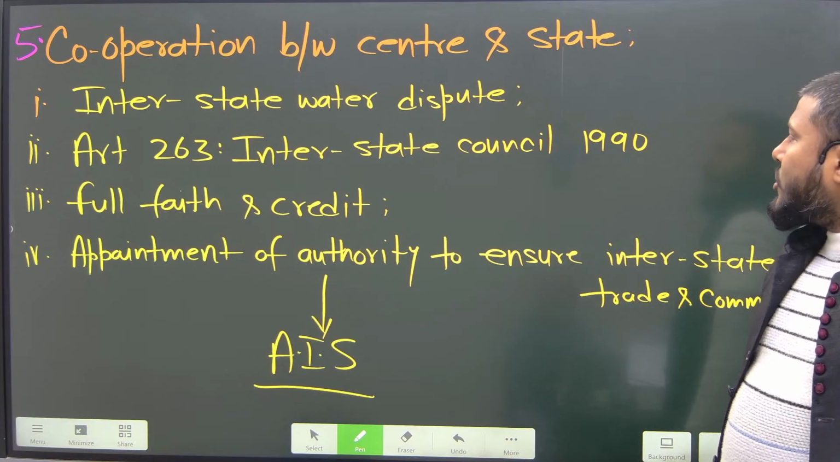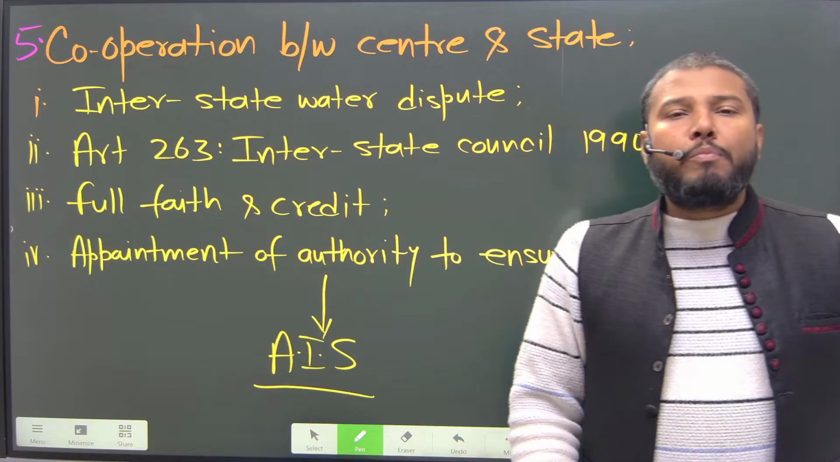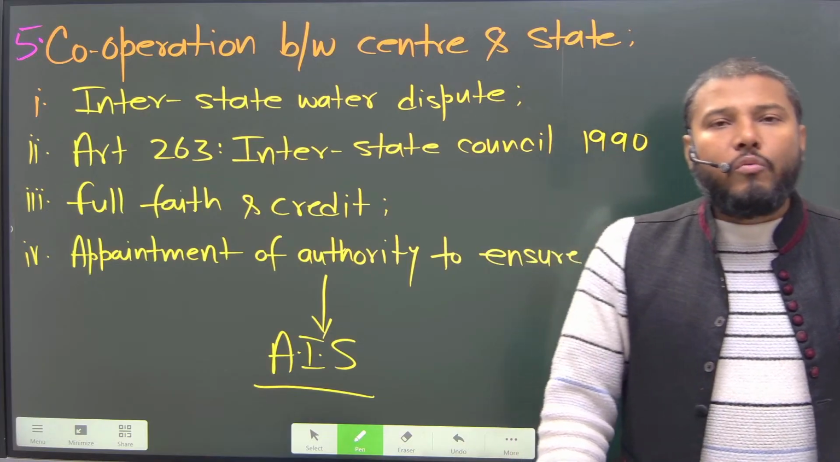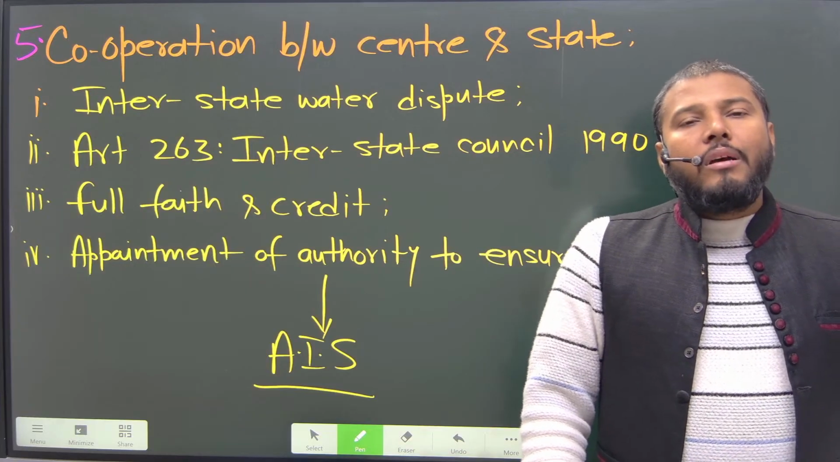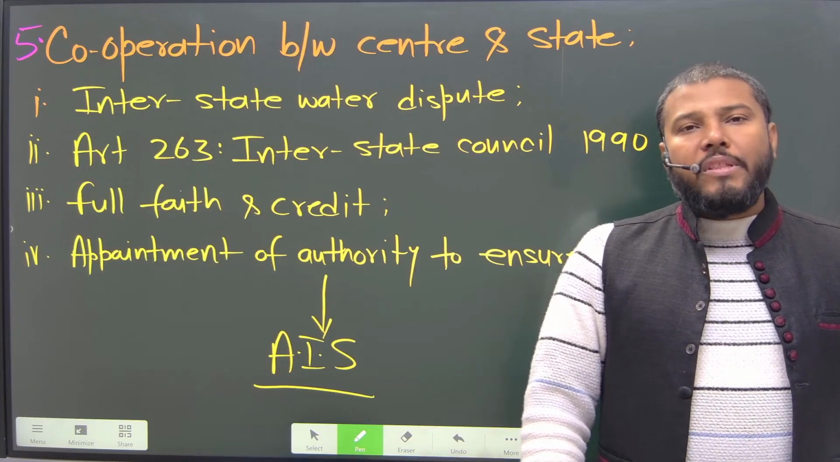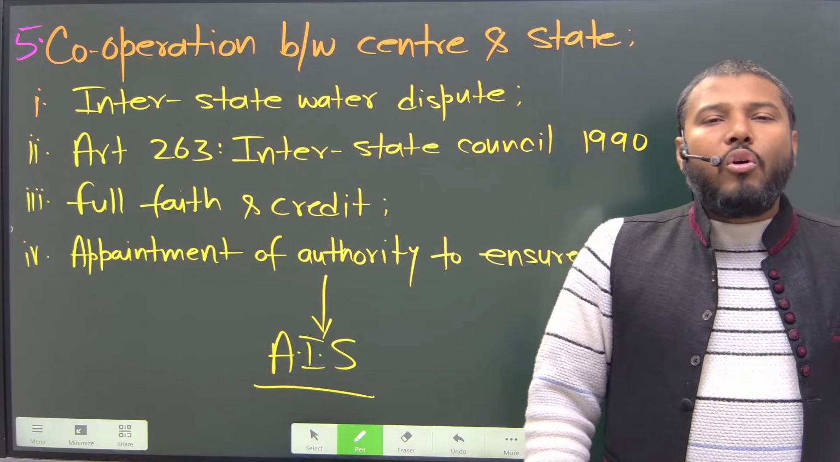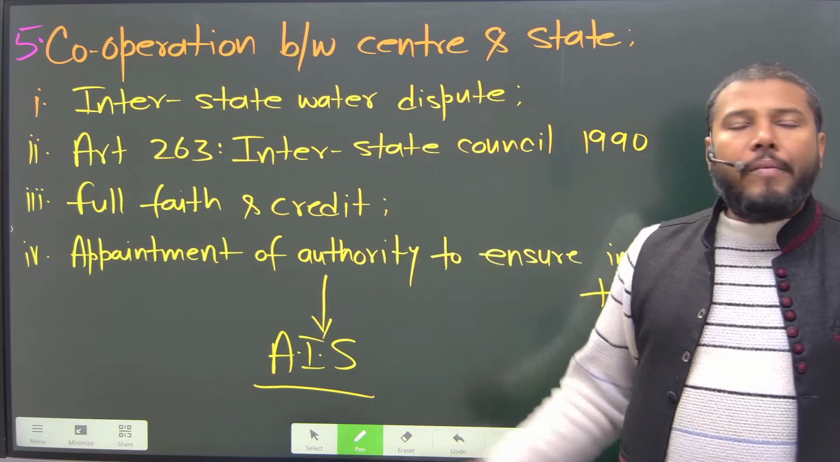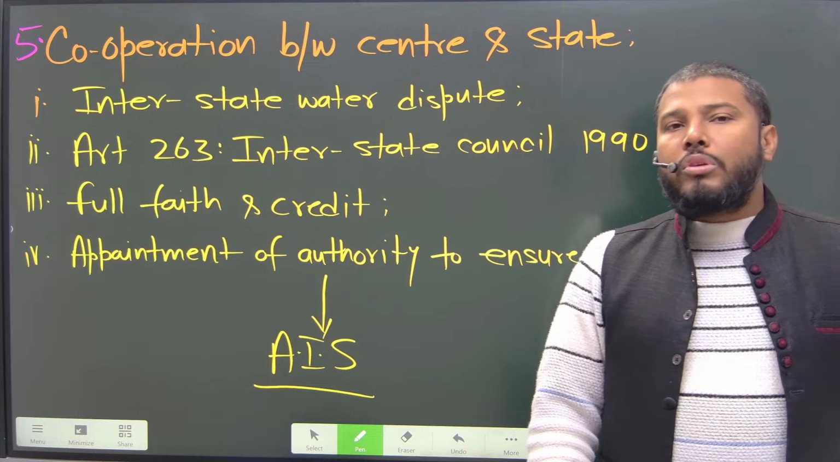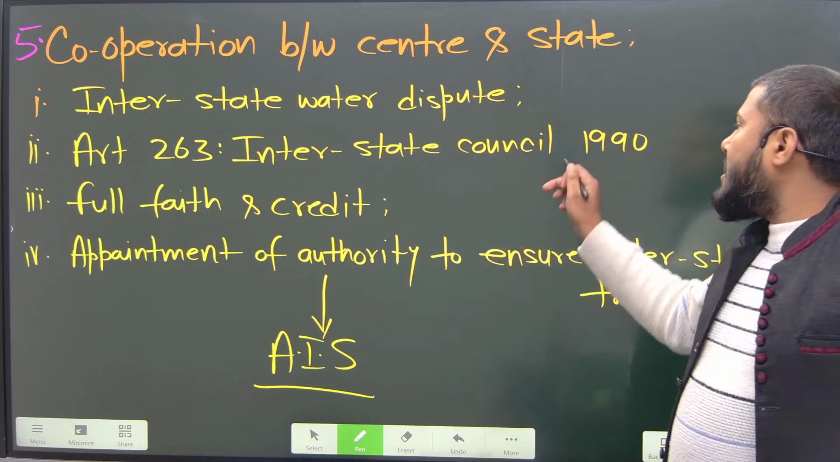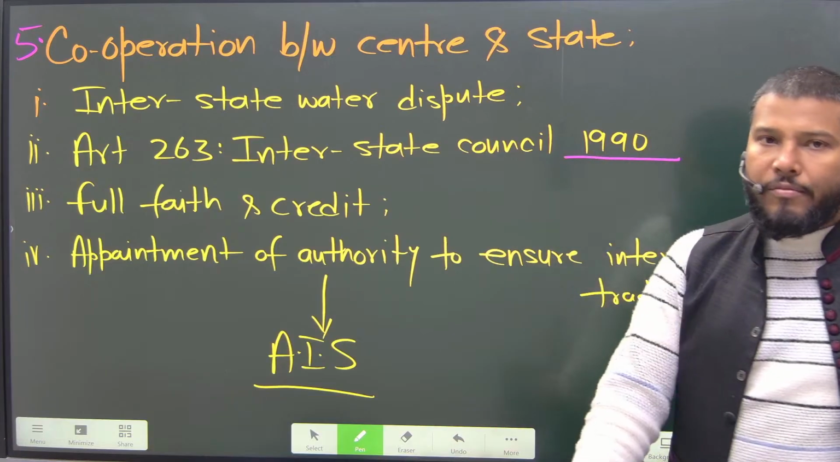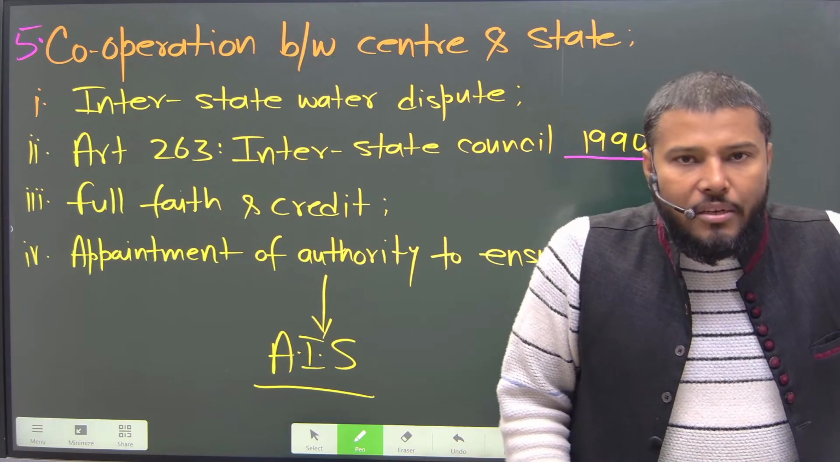Article 263, Interstate Council: the establishment of the Interstate Council to ensure cooperation, coordination and a cordial relationship between the various states. The central government is vested with the authority by virtue of Article 263 to establish the Interstate Council. The first Interstate Council was established in 1990. This is factual information. You keep this fact in your mind, right?